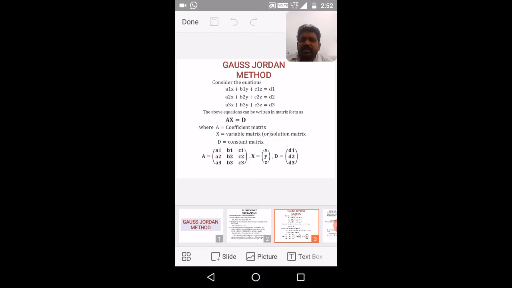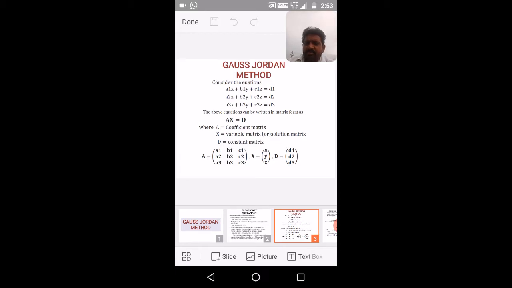And capital X is the solution matrix or variable matrix. The given variables in those equations are x, y, z, and should be taken as a column matrix. And capital D is the constant matrix. The constants kept on the right side of the equation will be taken as a column matrix, namely capital D: D1, D2, D3. If you put these three matrices in the equation A into X equal to D and multiply A and X, you will automatically get capital D. I already explained this in the last two sessions.